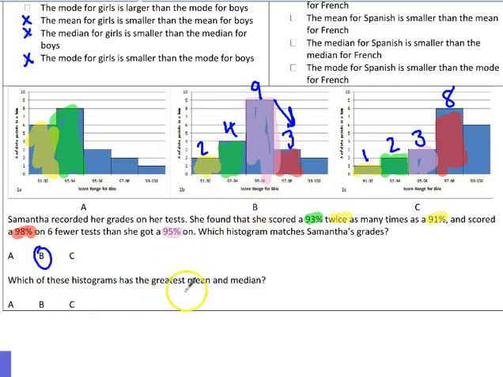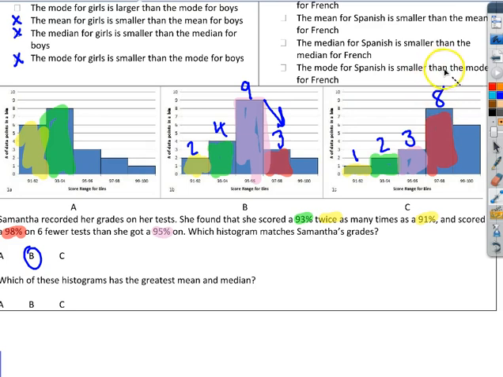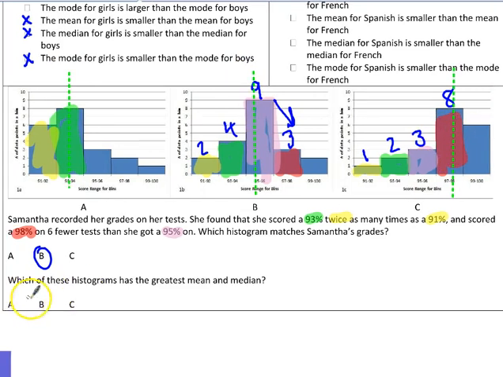Which one is the greatest mean and median? That's the middle. And this one is the one that's skewed furthest to the right. So this one's mean is about right there, this one's mean is about right there, and this one's mean is about right there. This one is the one that has the greatest mean, C. Alright, next page.